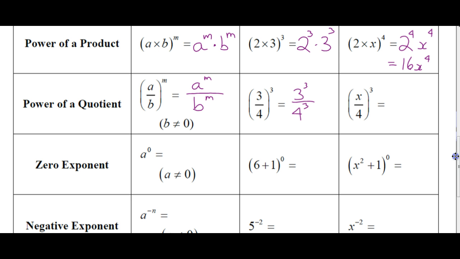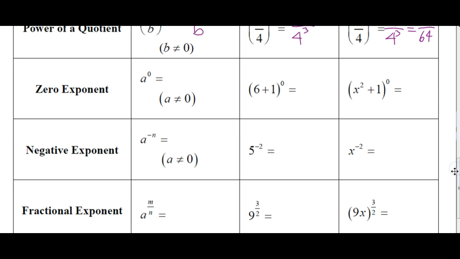Okay, and again, we could evaluate that, right? It's going to be 27 over 64, but we'll leave it in that form. It's pretty trivial to work that out if you have to. X over 4 cubed is x cubed over 4 cubed, right? Which would be x cubed over 64 if you were going to evaluate it.